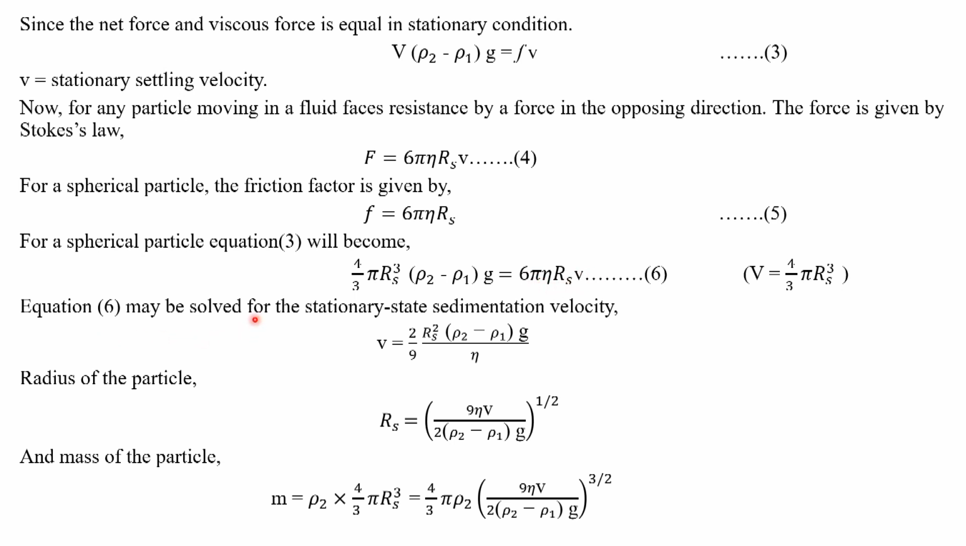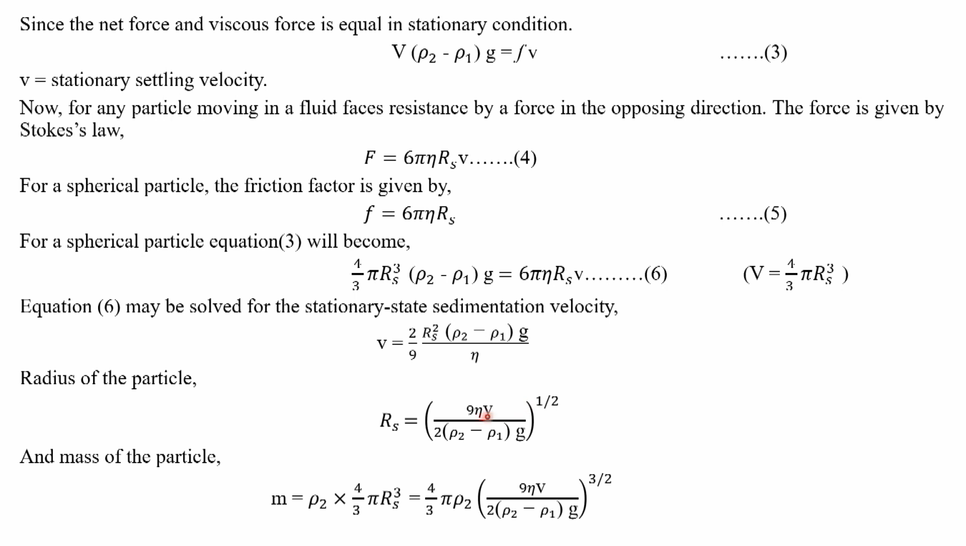So equation 6 may be solved for the stationary state sedimentation velocity. If we rearrange this, we get the stationary state sedimentation velocity v is 2 by 9 times rs squared times (ρ2 minus ρ1) by eta times g. We can also calculate the radius of the particle. If we rearrange, rs is (9 eta v by 2 times (ρ2 minus ρ1) times g) raised to the half.